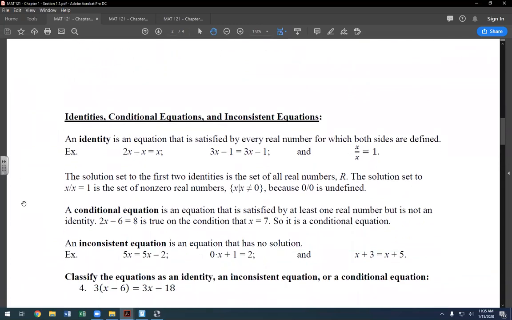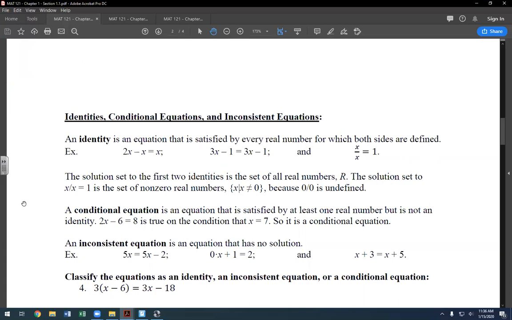Okay, questions on solving these equations? Okay, now we can classify our equations into different types of equations. So is it an identity? Is it a conditional equation, or basically is it an inconsistent equation? And that actually depends on what kind of solutions these equations will have. So as you can see by definition, we're saying an identity is an equation that is satisfied by every real number for which both sides are defined.